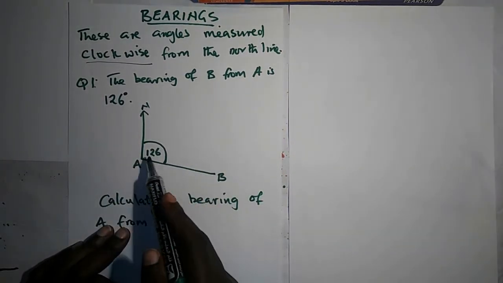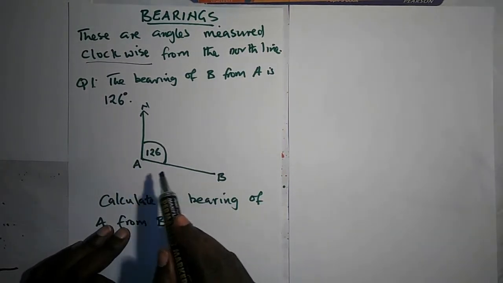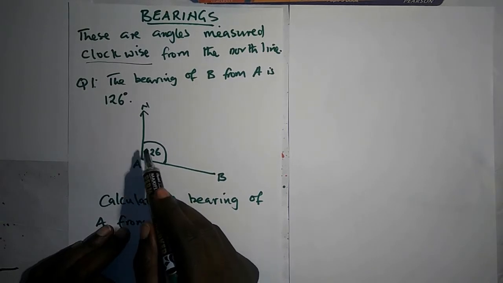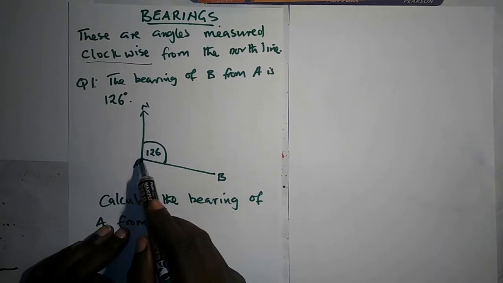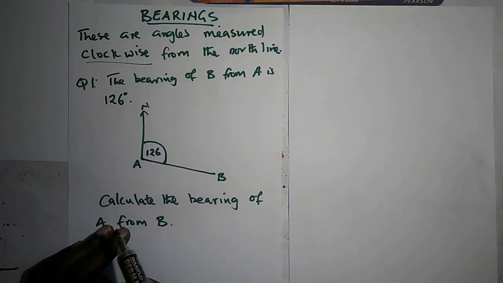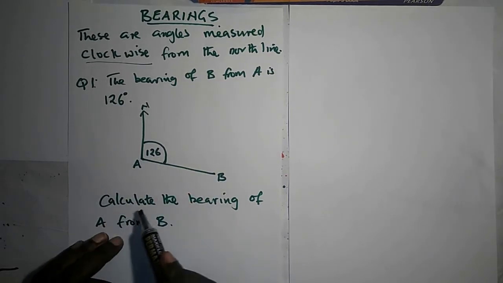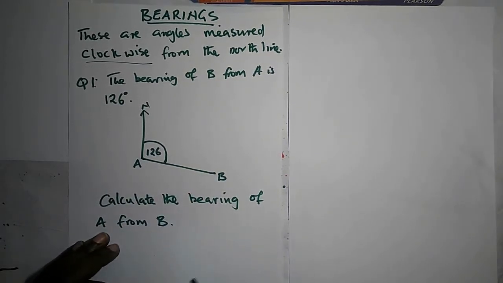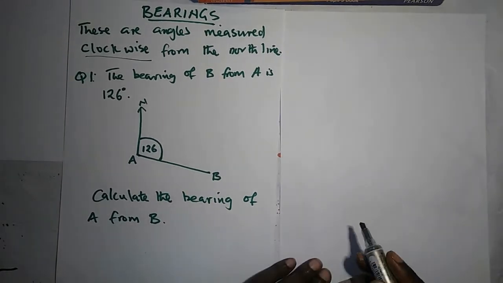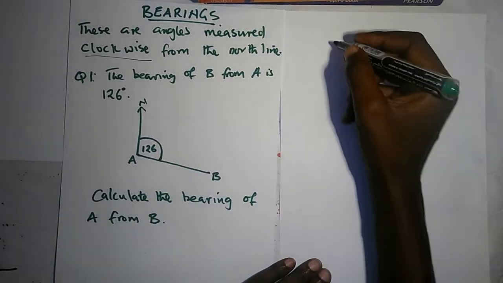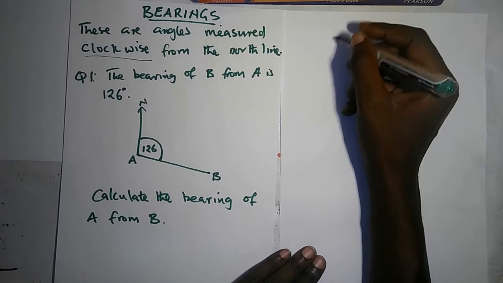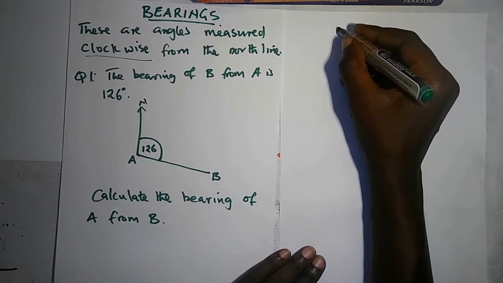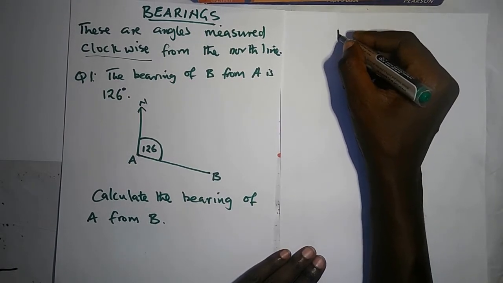So the bearing of B from A. When we say B from A, we mean the angle should be at A. And so the angle here, 126 degrees, is at A. And so the question says calculate the bearing of A from B. And so what we do is we can draw this diagram again when we are answering the question. We draw the diagram again to help us find the solution.